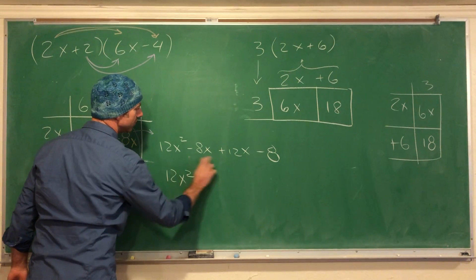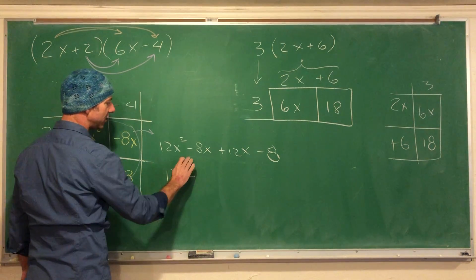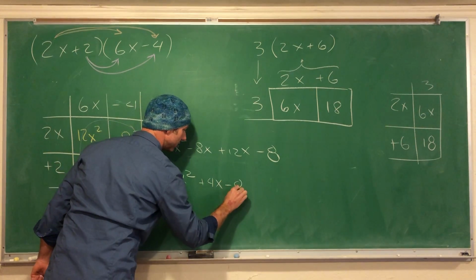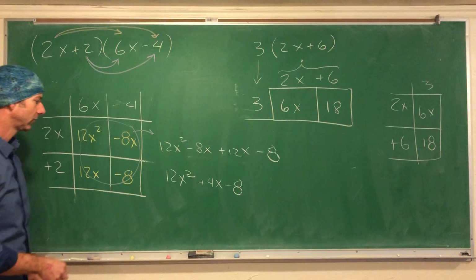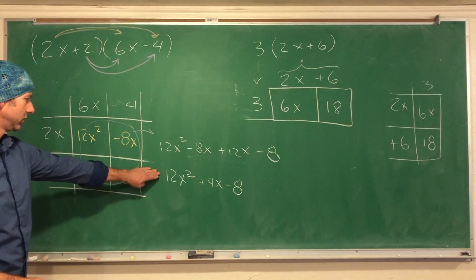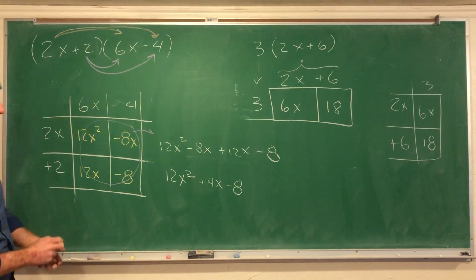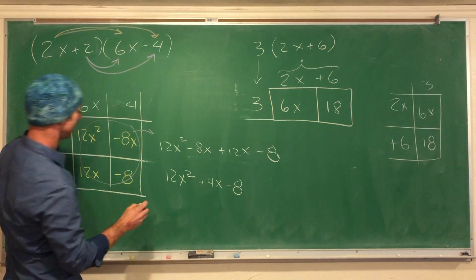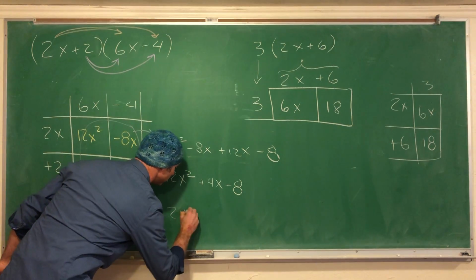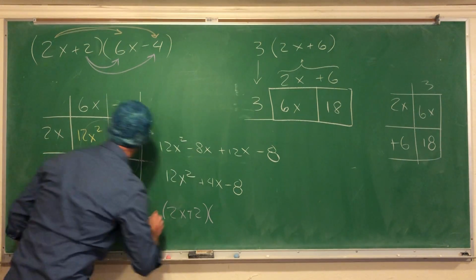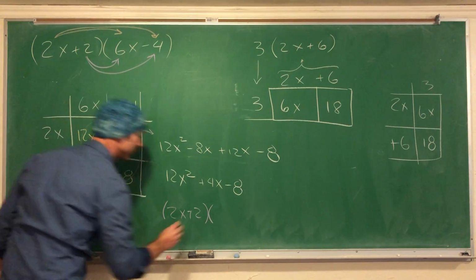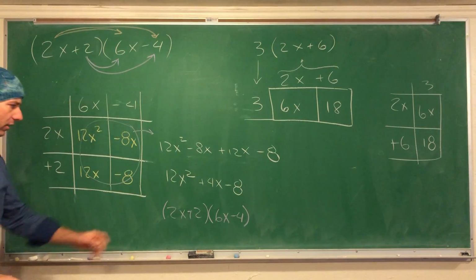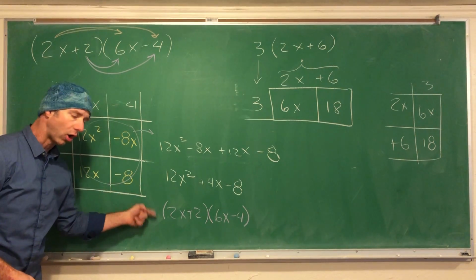We have common terms here in the middle, so we can combine them. So negative 8x and a positive 12x is a plus 4x and then minus 8. Okay, this is this right here. And you'll see that this also equals this up here: 2x plus 2 times 6x minus 4. Okay, these two expressions are equivalent.